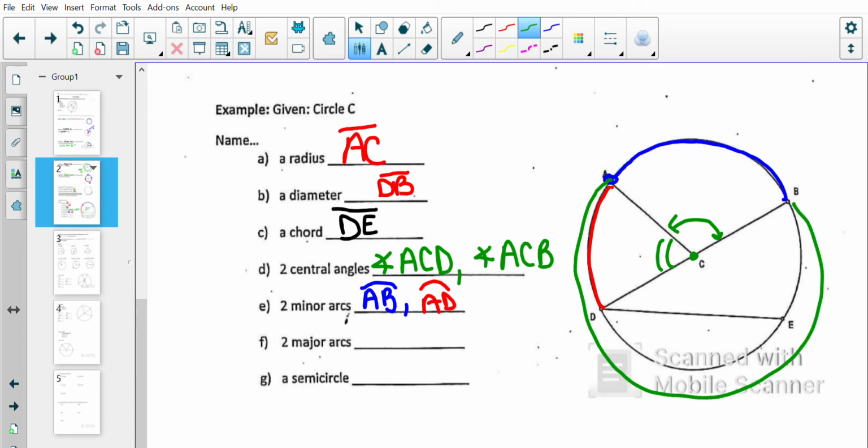We don't want to do 4 letters. Even though there's a point E in that path, we're only choosing D or E. It doesn't matter which point you choose, but you're only choosing one of them. So we're starting at A, going past D, ending at B.